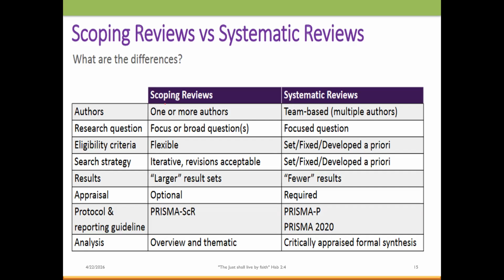And then, of course, analysis. As far as you're working on scoping reviews, you can look at the overview and the themes that have been reported. While in systematic reviews, you have to appraise and carry out a formal synthesis. That's why when you're looking at systematic reviews, they have to report the main findings: those p-values, odds ratios, risk ratios, and confidence intervals. They are intentional, as opposed to scoping reviews.